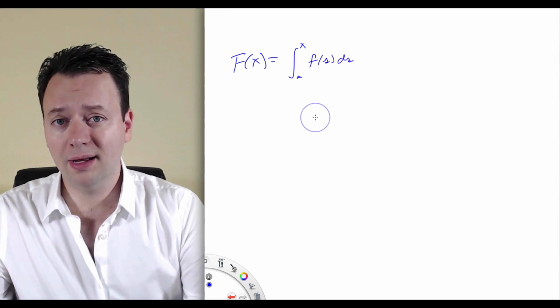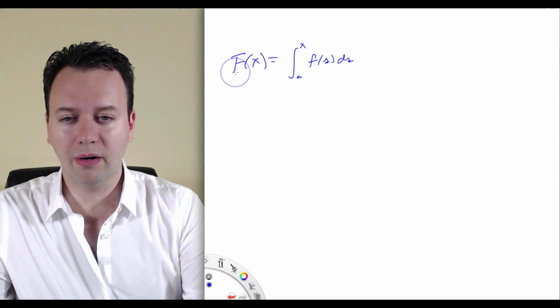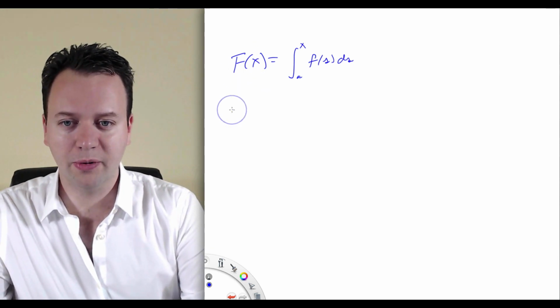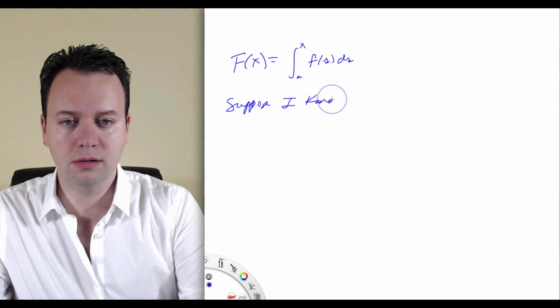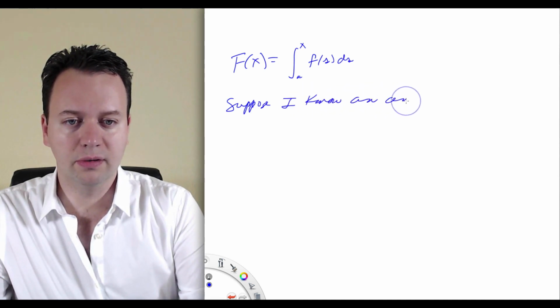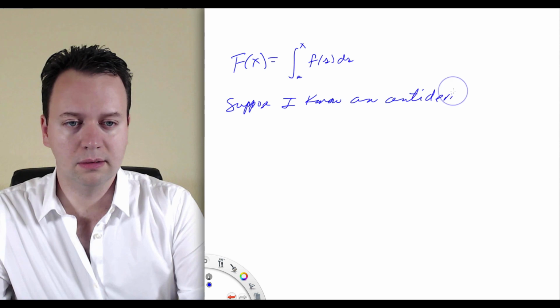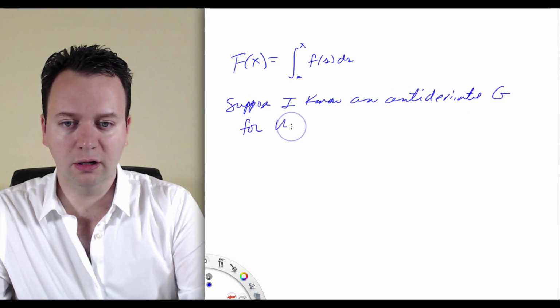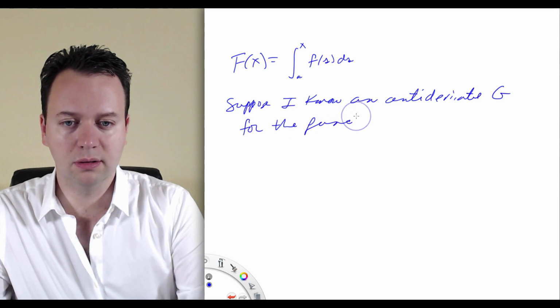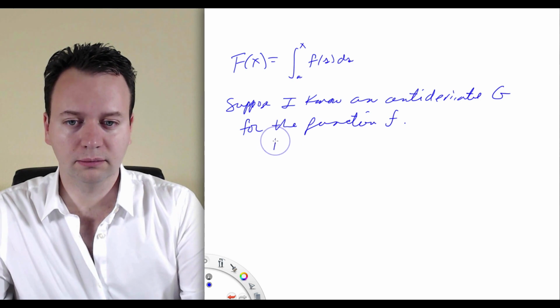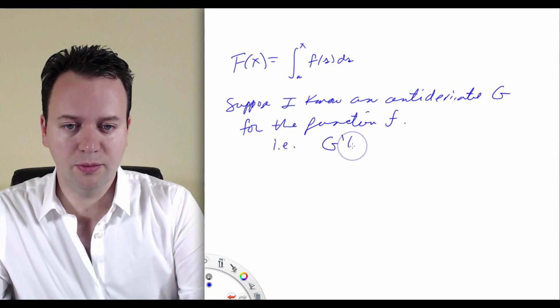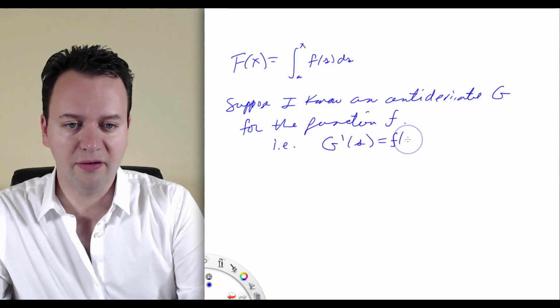Now let's suppose that I have an antiderivative. So I'm defining this as capital F. So suppose I know an antiderivative, let's call it G, for the function little f. Right? So in other words, capital G prime of s is equal to little f of s.